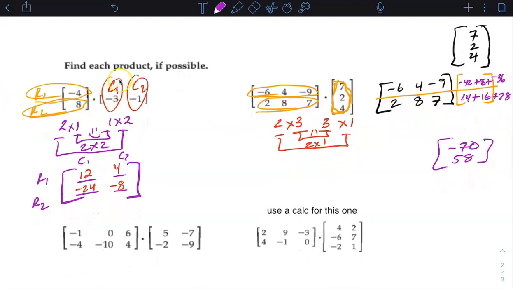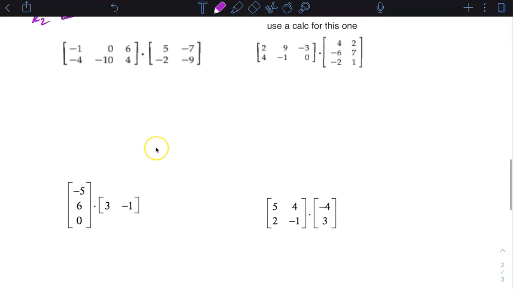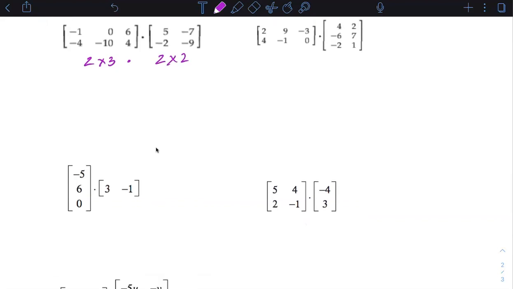I grew up doing it the other way, but I kind of like this way too. I'm going to do it this way again right here. I should always check first if we can multiply them. This is a 2 by 3, and this is a 2 by 2. So they cannot multiply. Those are actually my favorite. Less work.